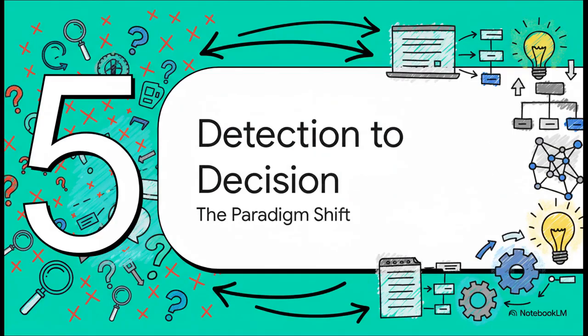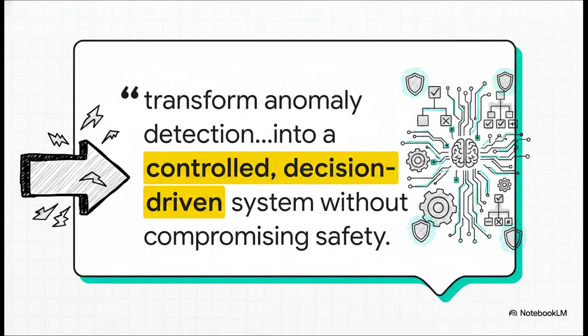So when you put this all together, what does it really mean? It means we're seeing a huge shift. We're moving away from systems that just detect problems to building systems that can make smart decisions about them. And this quote from the author, Mathura Raut, just nails it. The goal isn't to get more alerts. The goal is a controlled, decision-driven system that can work safely right alongside human experts.